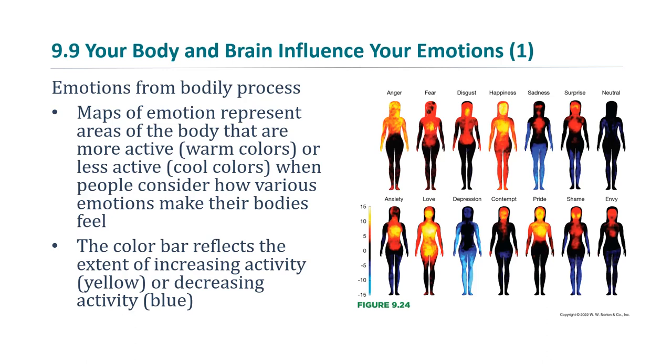On the other side of things, the emotion that seems to cause the most bodily activity is probably love. It's got the most yellow in it. Although happiness in the top one goes all the way down to the feet. It's like the whole body feels happiness according to these subjects. Anyway, somewhat interesting. I come up with these body maps, but I don't really get into them any further than that, so make sure you read about them in the book.